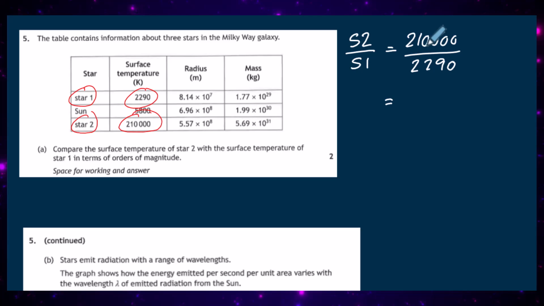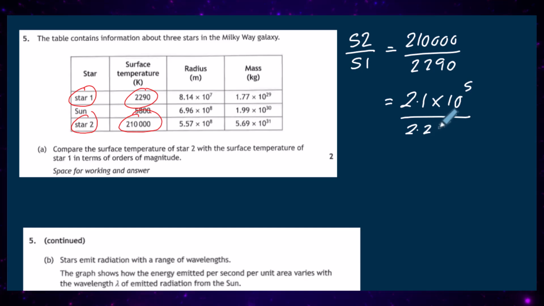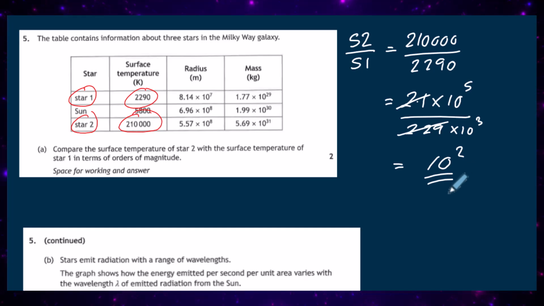So 210,000 is going to give us a standard form of 2.1 times 10 to the power 5, and we're dividing that by 2.29 times 10 to the power 3. Now we can ignore the 2.1 and the 2.29 because they're roughly in the same ballpark, and we're comparing the powers here. So 10 to the power 5 divided by 10 to the power 3 is going to give us 10 to the power 2. So in terms of temperature, the surface temperature of star 2 is 2 orders of magnitude bigger.